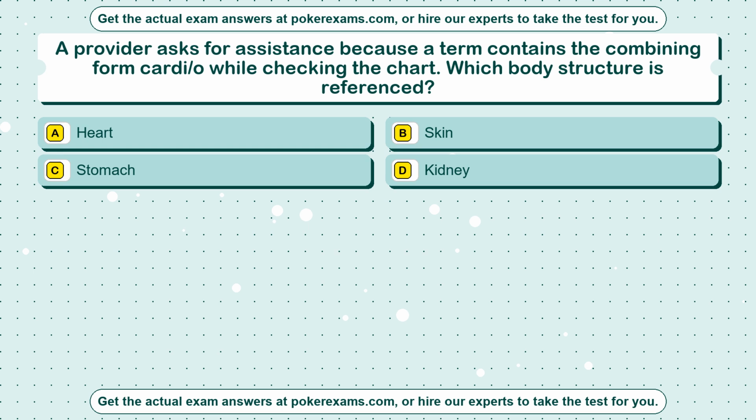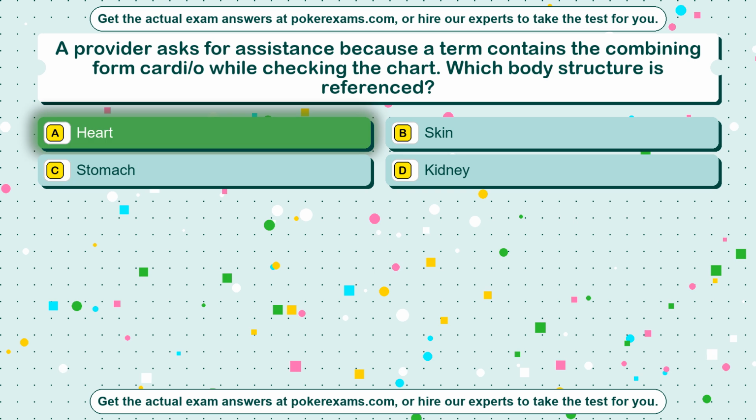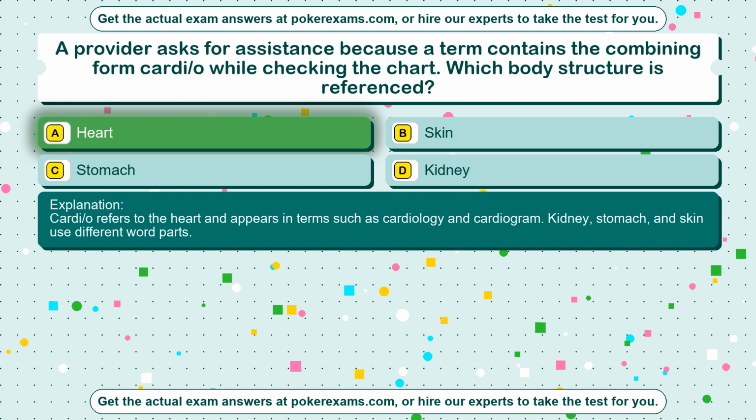Which body structure is referenced? Option A, heart. Option B, skin. Option C, stomach. Option D, kidney. The correct answer is option A, heart. Cardi/o refers to the heart and appears in terms such as cardiology and cardiogram. Kidney, stomach, and skin use different word parts.